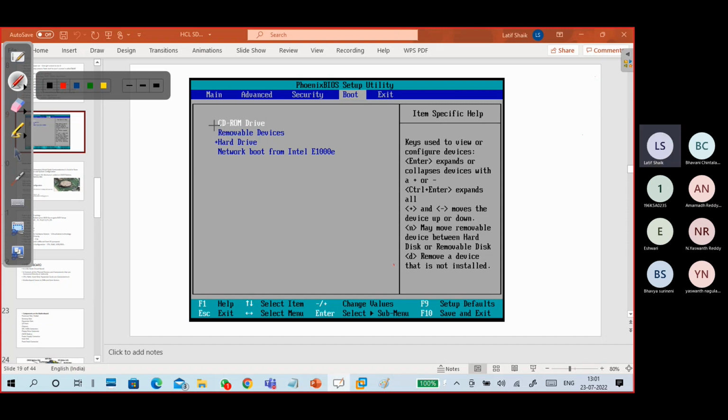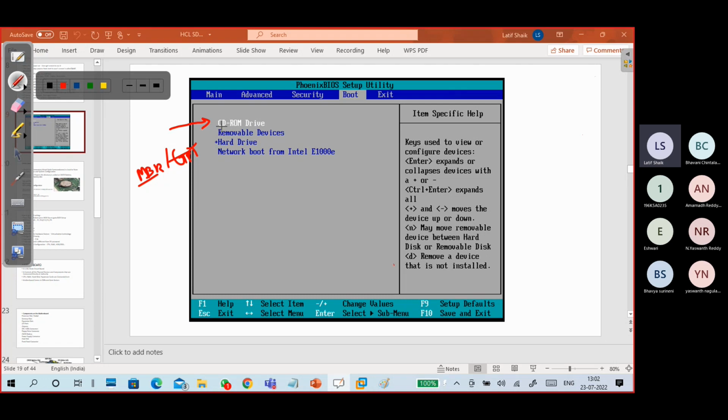Initially, it loads the MBR or a GPT record. We didn't discuss that yet, I think. MBR or a GPT record. I am going with MBR only for easy explanation, since both are the same. The system verifies the MBR record one by one.